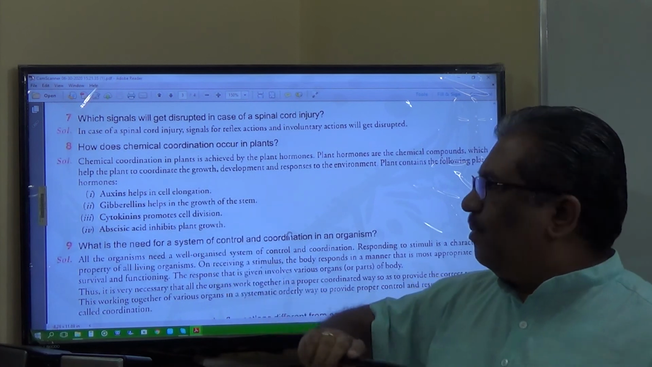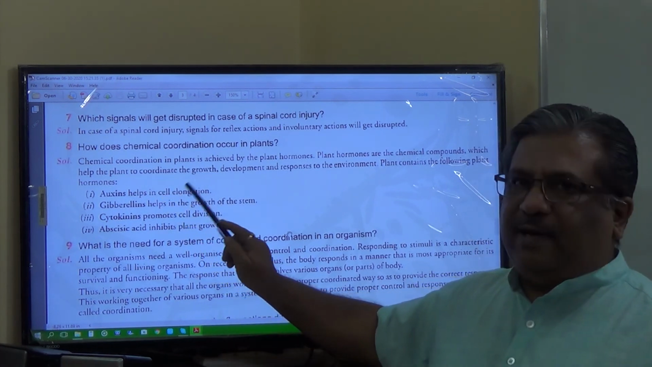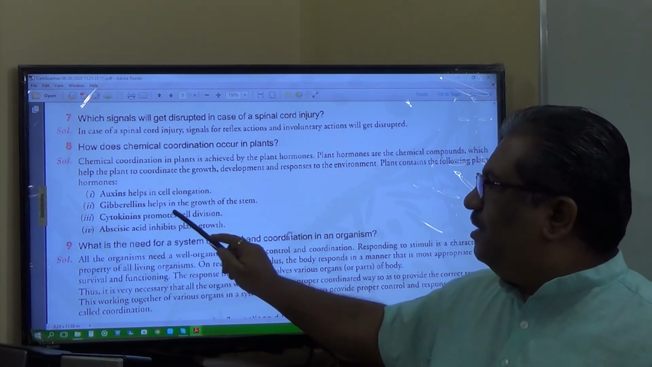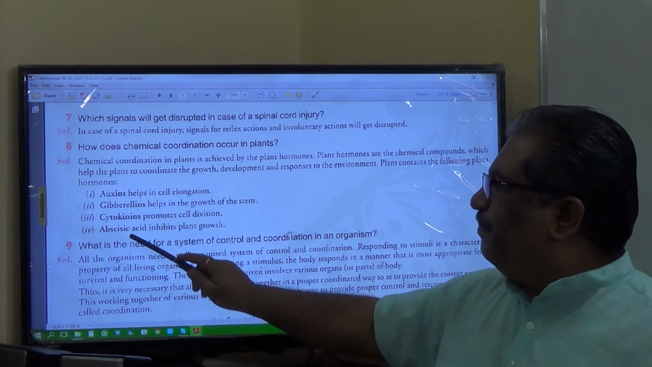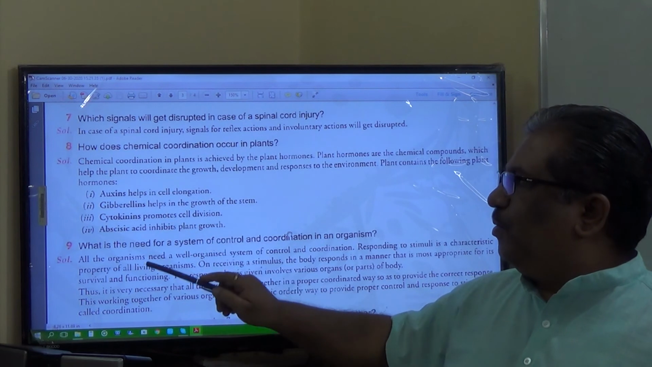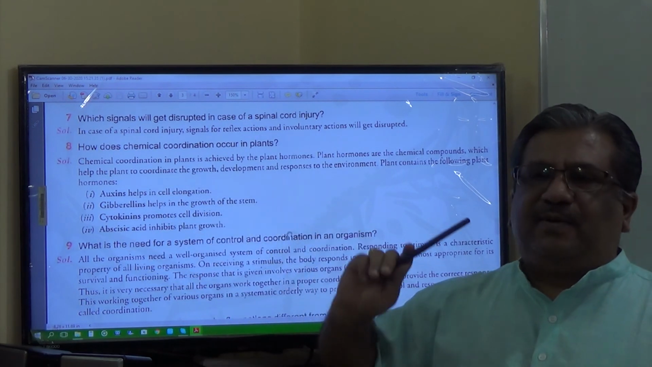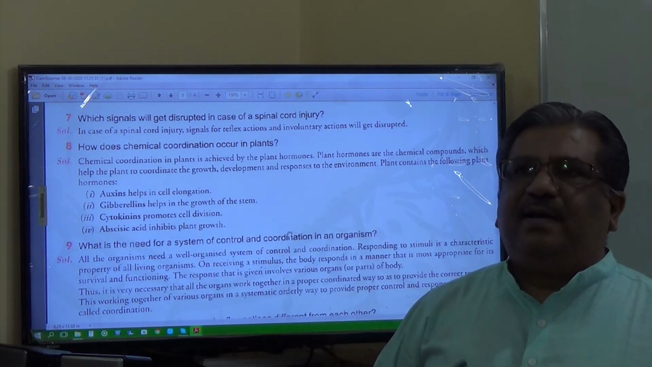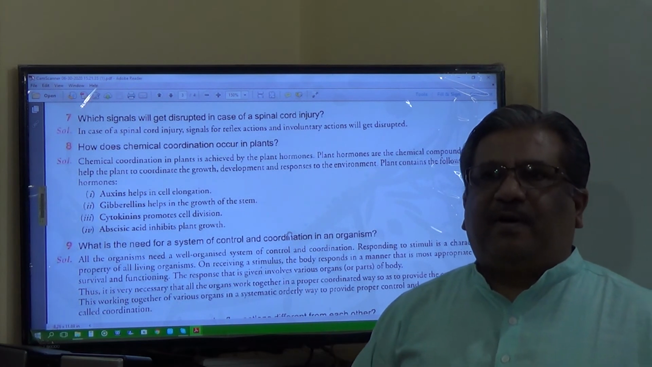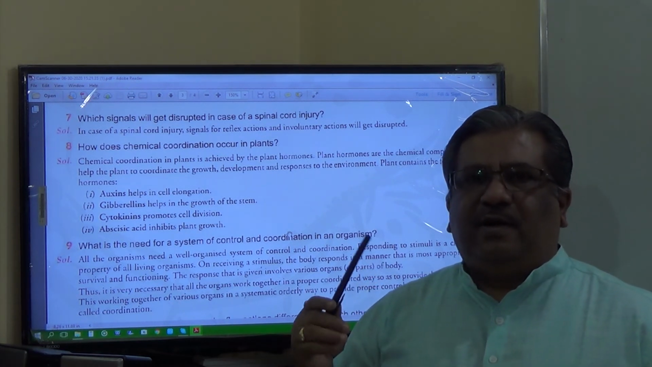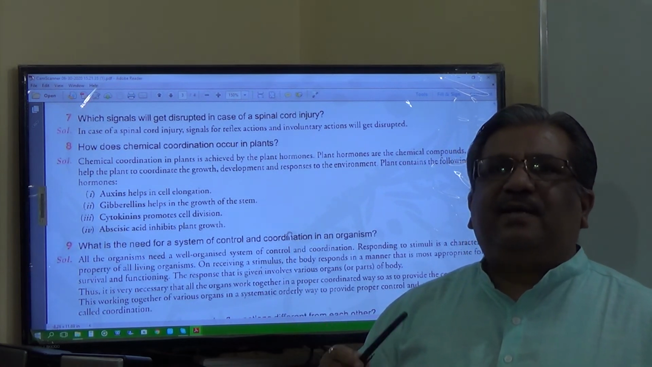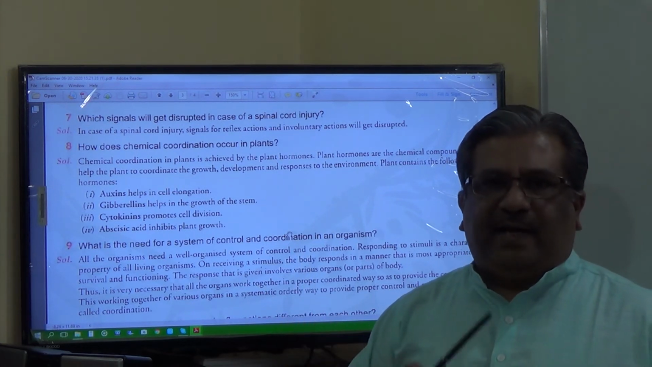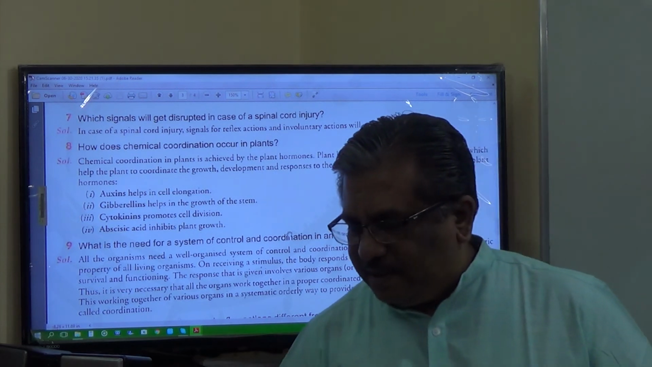Auxin is a growth hormone responsible for cell elongation. Gibberellin helps in the growth of the stem. Cytokinin promotes cell division and abscisic acid inhibits growth. So this information also needs to be written when we say that plant hormones are responsible for the growth and development of plant parts as a control and coordination mechanism. Okay, next.